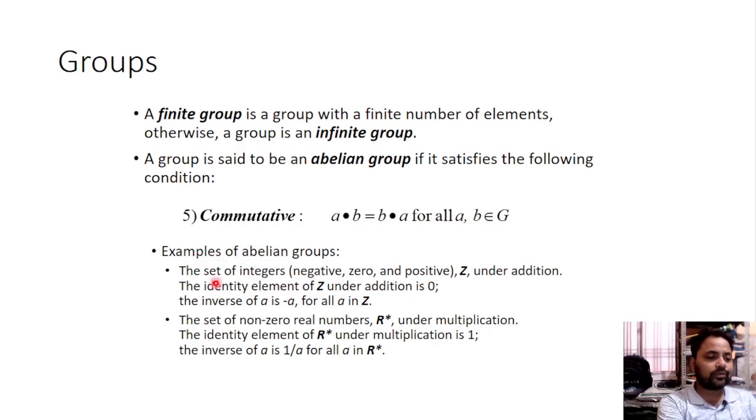Examples of abelian groups: the set of integers, negative, 0 and positive, Z under addition. The identity element of Z under addition is 0. The inverse of A is minus A for all A in Z. The set of non-zero real numbers, R star, under multiplication: the identity element of R star under multiplication is 1. The inverse of A is 1 by A for all A in R star. This is the multiplicative inverse, and this is the additive inverse.